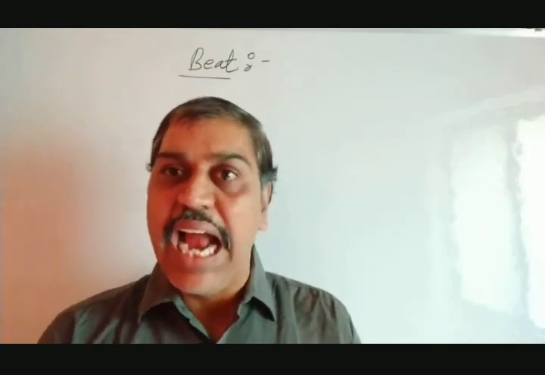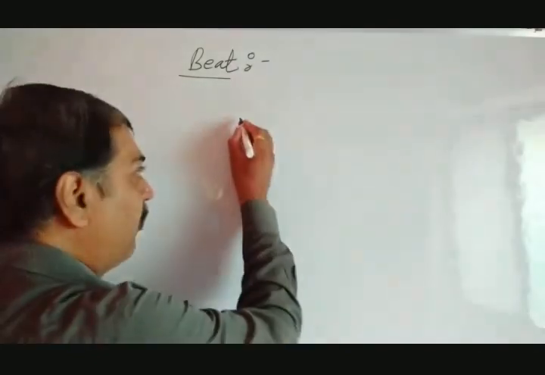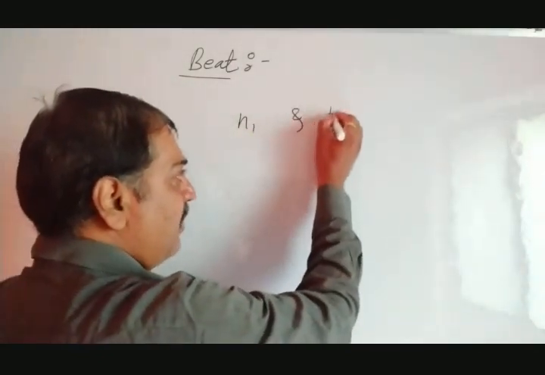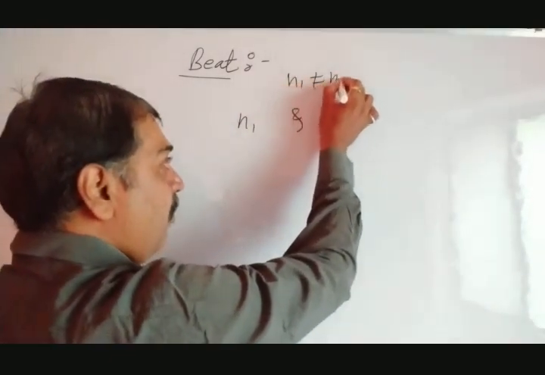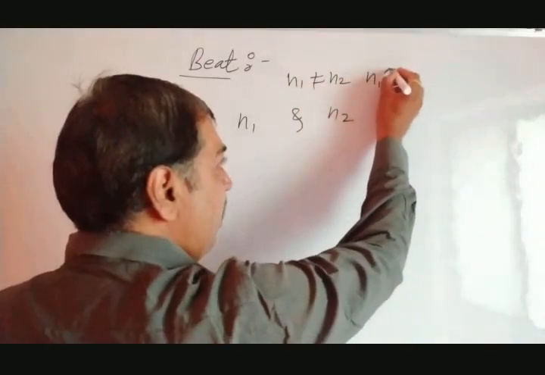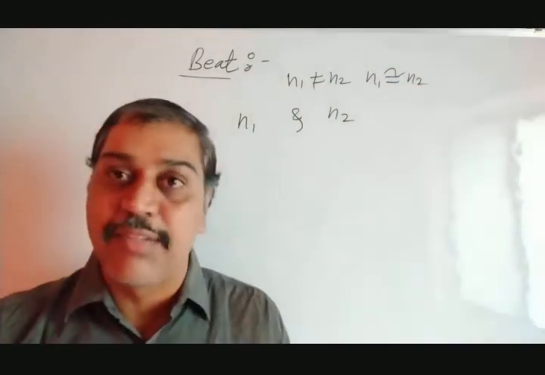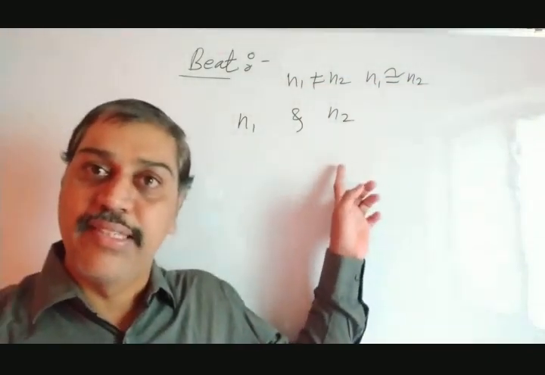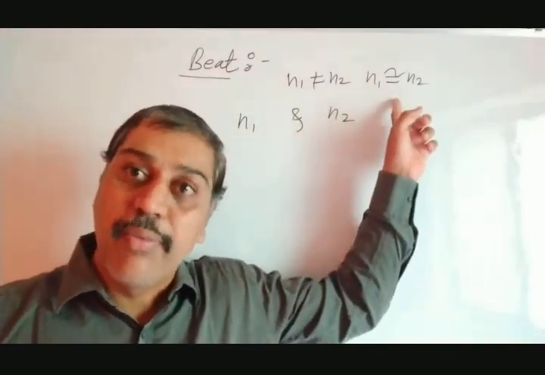Now, what exactly is the phenomenon of beat? When two tuning forks of slightly different frequency are tuned together. The first tuning fork has a frequency N1 and the second has N2, such that N1 is not equal to N2, but N1 is nearly equal to N2. Let us consider two tuning forks. One has a frequency N1, the second has a frequency N2, such that they are not the same, but nearly equal.